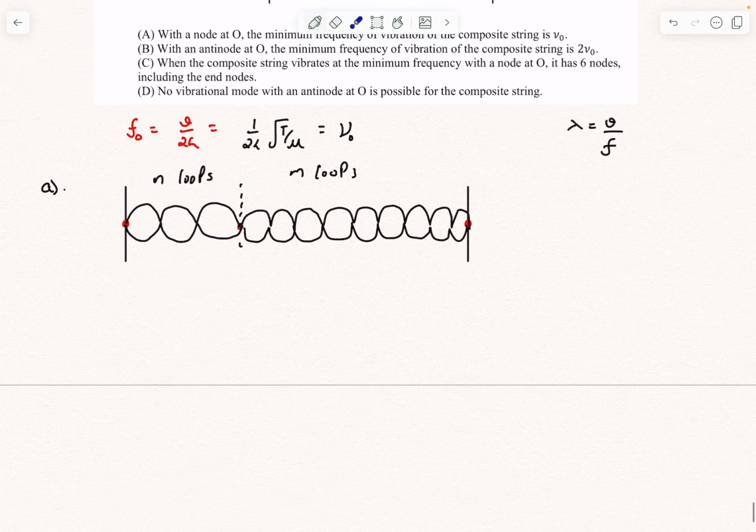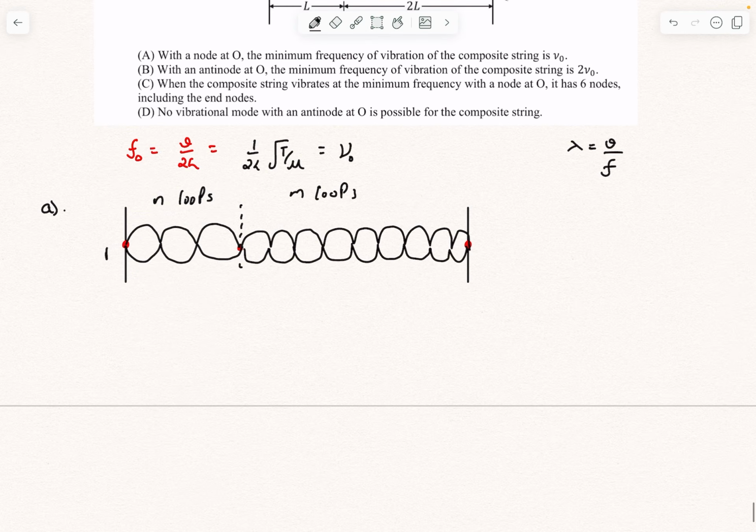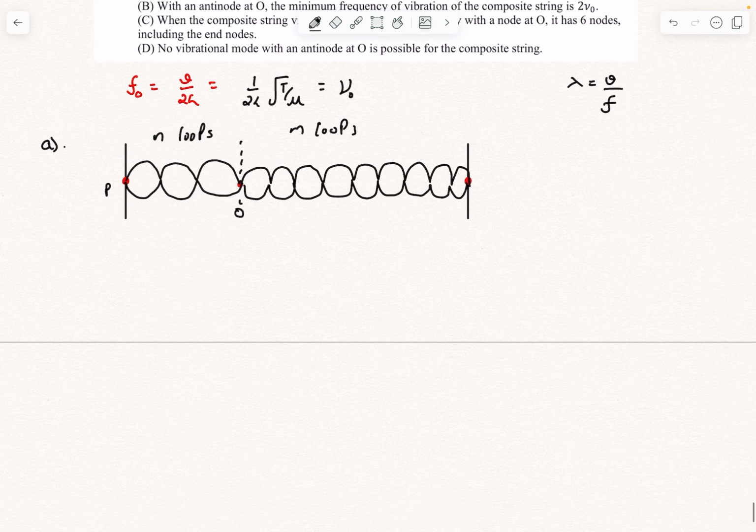So now we can say that if there are n loops, each node to node separation is lambda by 2, and if you have n such loops, the separation between point P and point O we can write as n lambda by 2, and this is equal to the length PO, which is actually L, and lambda I can also write as v divided by f. So this is equation number 1.